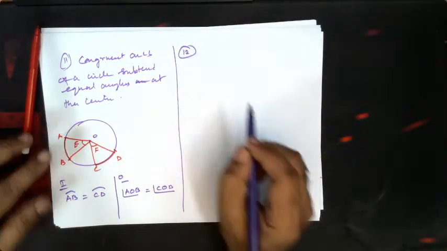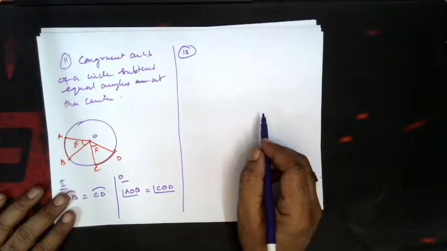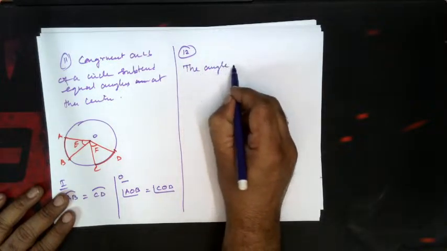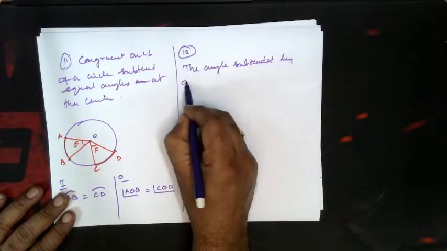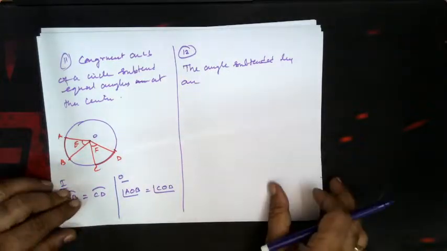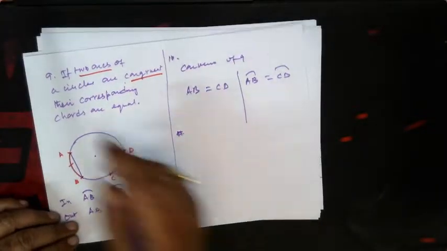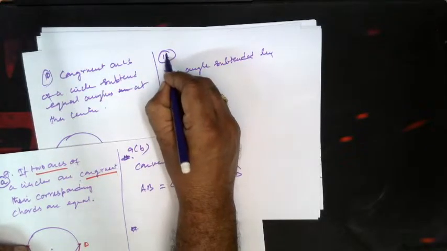Now let us move to the 12th point. The angle subtended by an arc. The angle subtended, you can have this as 10A, 10B also, so that you can maintain the numbers. This is 9A, this is 9B. You can make it as 10 and this is 11.